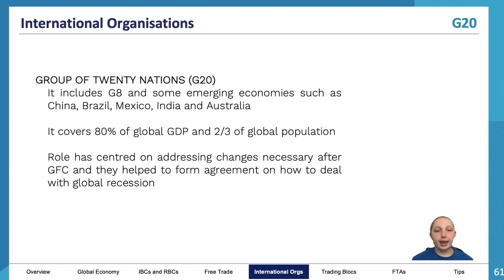Now, similar to the G7, another forum you've got is the G20. So it includes the G8 and some of the emerging economies such as China, Brazil, Mexico, India, and Australia. And it does cover 80% of global GDP and 2/3 of the global population. So the role of the G20 has been centered on addressing changes necessary after the GFC. And they also help to form an agreement on how to deal with global recession.